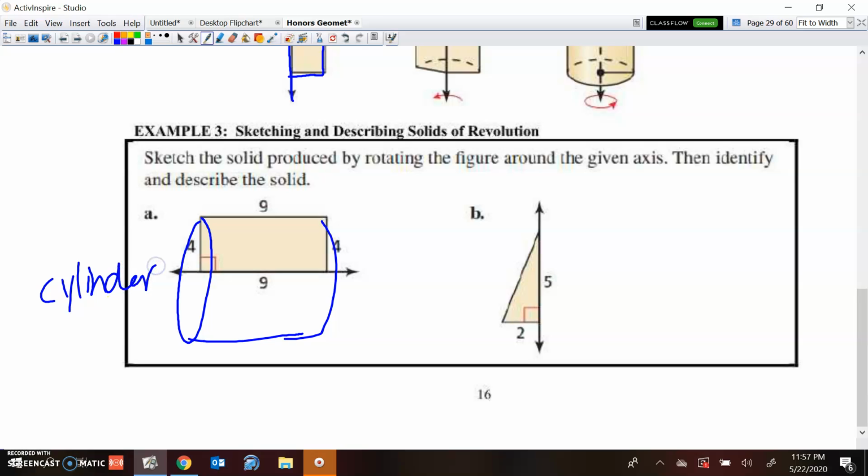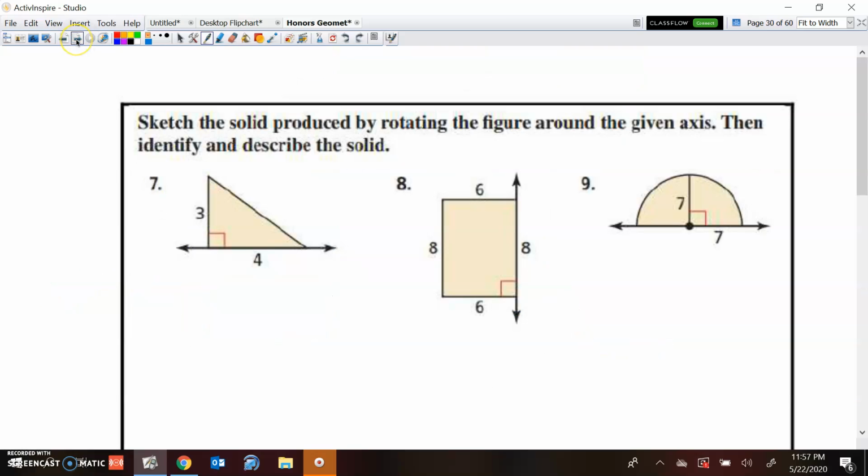And if I wanted to describe it, it would have a height of 9 and a radius of 4, or I could say a diameter of 8. This one, I rotate this around. I'm rotating it, so it's going to go like this. So this would be a cone. This would have a height of 5 and a radius of 2. All right, and this one, same idea. If I rotate this around, it kind of just keeps spinning. This would be a cone as well. It has a height of 4 and a radius of 3.